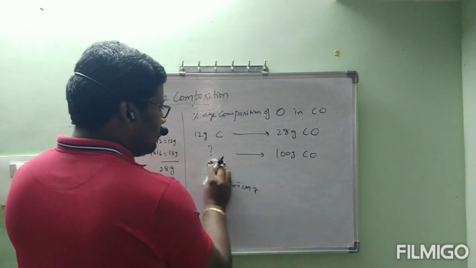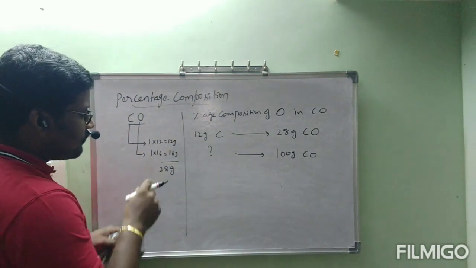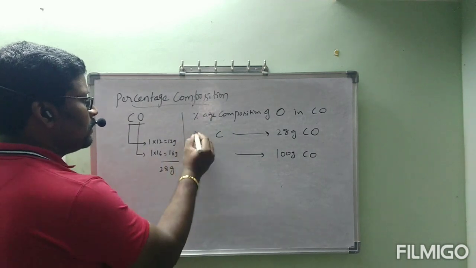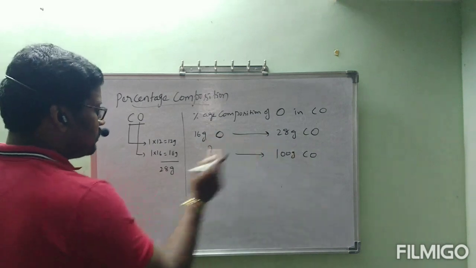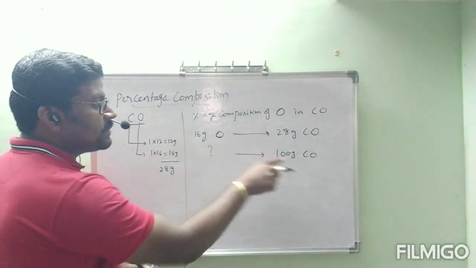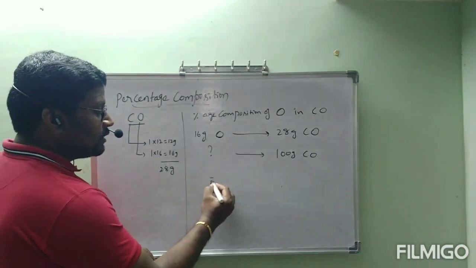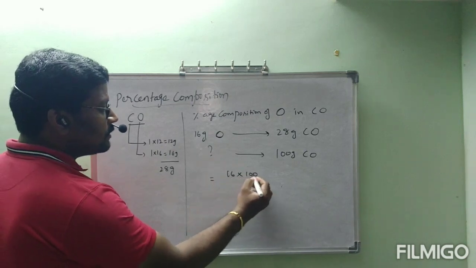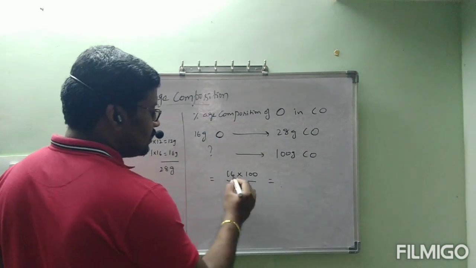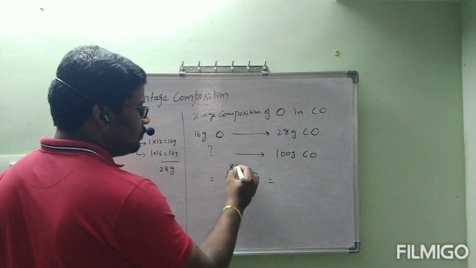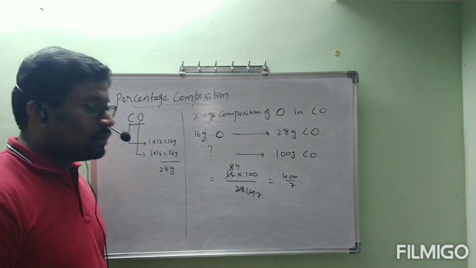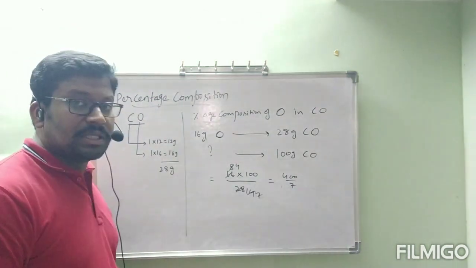Then how much amount of oxygen is present? 16 grams of oxygen present in 28 grams of carbon monoxide. CO means carbon monoxide. How much amount of oxygen is present in 100 grams of carbon monoxide? Then this is equal to 16 into 100 divided by 28. 2 8s, 2 14s, 2 4s, 2 7s. 400 by 7. 400 by 7 is the percentage composition of oxygen in CO.